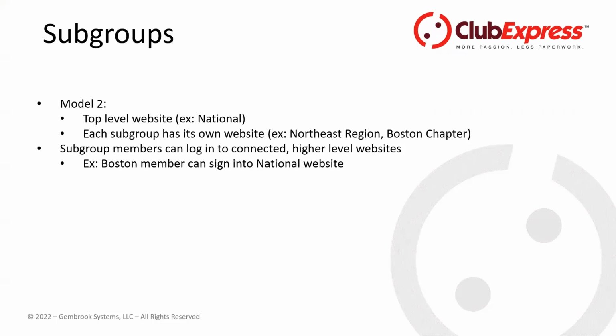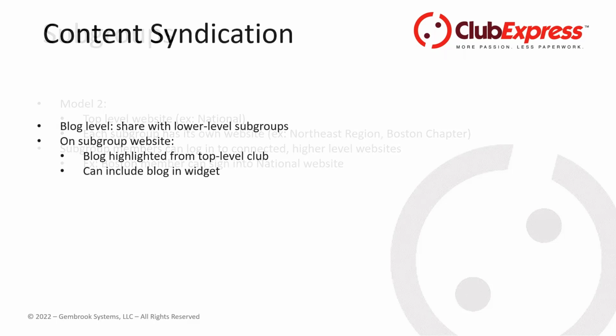Now, with that being said, we've added this content syndication feature for Model 2 organizations. Model 1 organizations don't really have that problem again because it's all one website, but our content syndication feature allows those multi-tiered organizations to share content with lower level subgroups. Why is that important? Well, it goes back to our content creation idea.